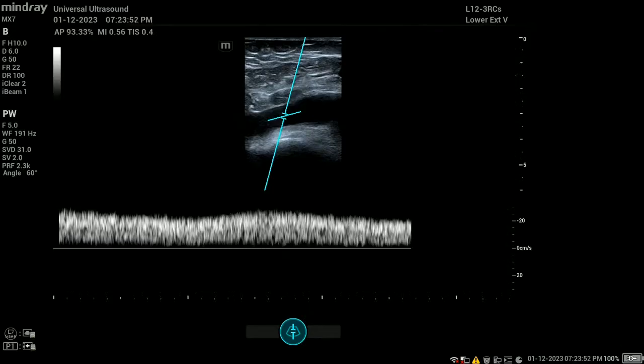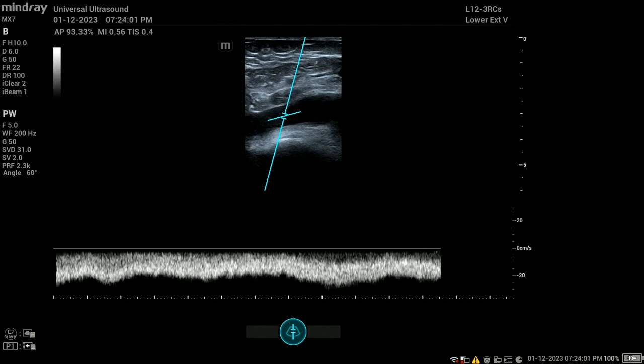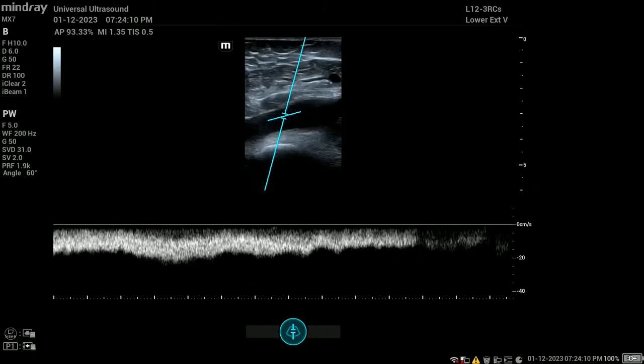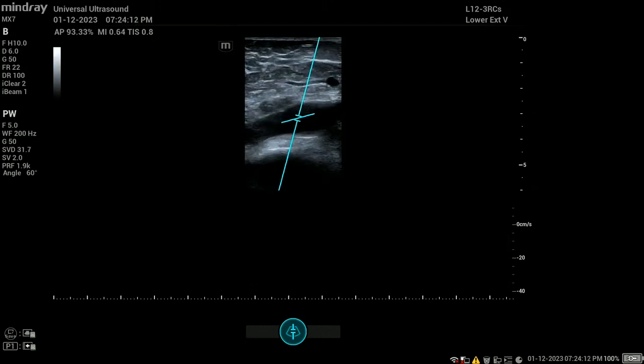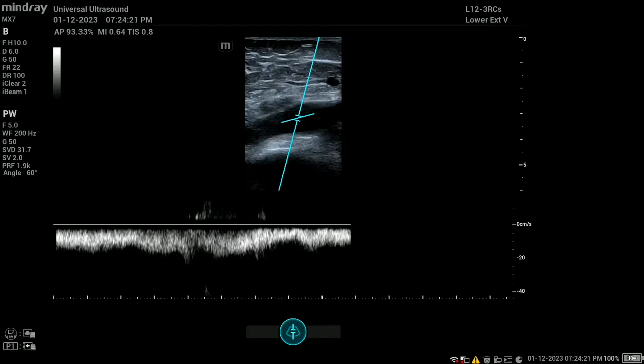So first thing I want to do is decrease my sweep speed because I want to make sure I capture venous flow with multiple cycles over time. I'm going to invert and I'm going to bring up my baseline. Decrease my scale. Okay, Barbara, can you flex your foot for me, please? Do augmentation. Good, so we have respiroplasticity coming through.